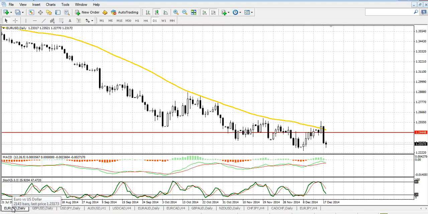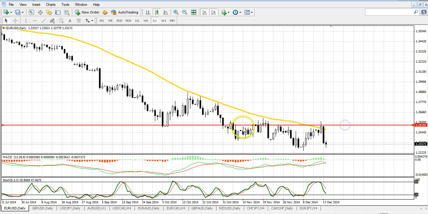Okay, firstly, we're having a look at the euro dollar. Euro dollar made a bearish engulf after testing resistance. After testing this resistance zone, it has made a big bearish engulf. So this structure becomes potentially a short.